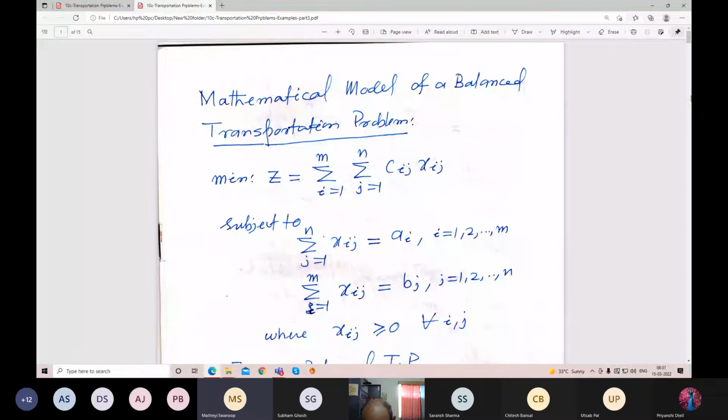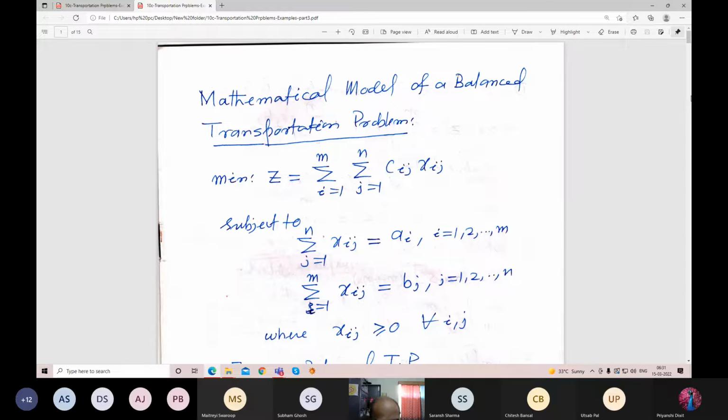So around 24. Okay. So last class we were discussing some problems on the transportation problem. As I told, I will repeat a few more problems. So the basic concept is like this. We have a transportation model.